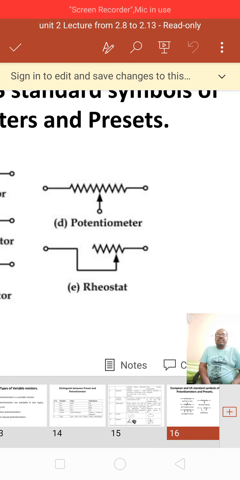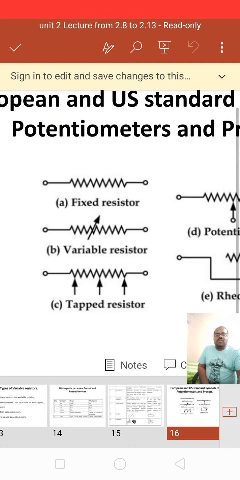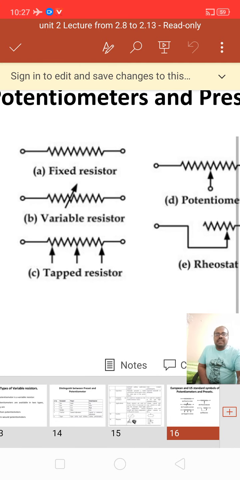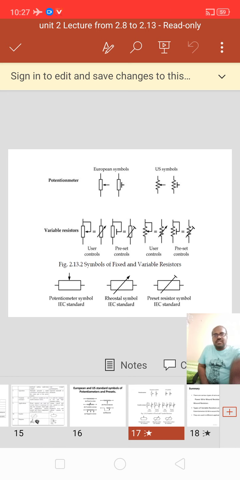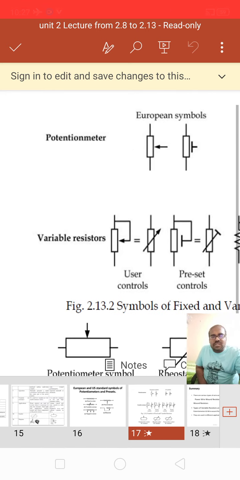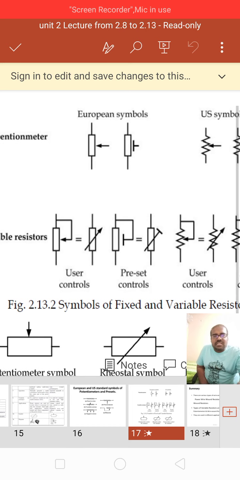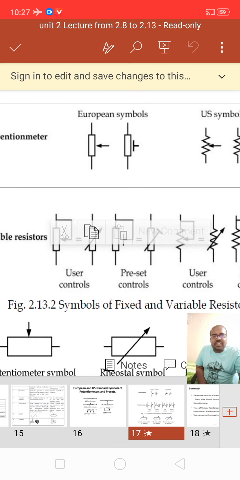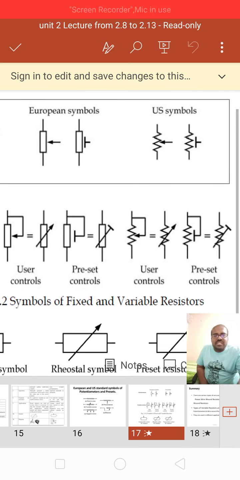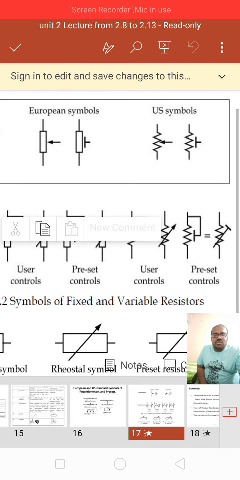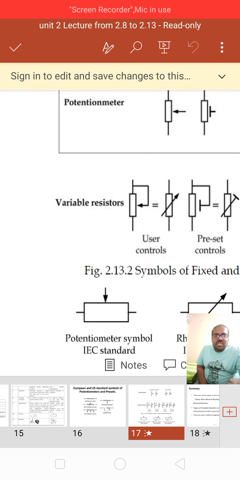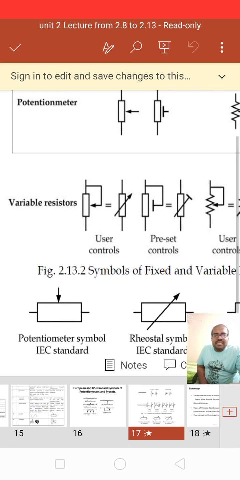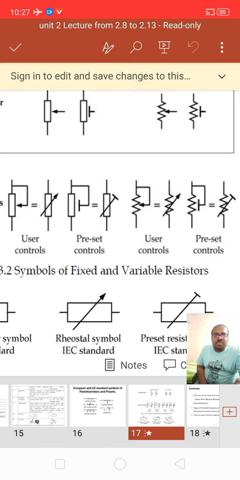These are the different symbols for the potentiometers and presets. Next, see here, very different symbols are also there. Potentiometer symbols, see European symbols given here. Next to that, US symbols are also given. See US symbols, European symbols. Next, variable resistors, user control resistors, preset controls, user controls, preset controls, variable as well as fixed are given.